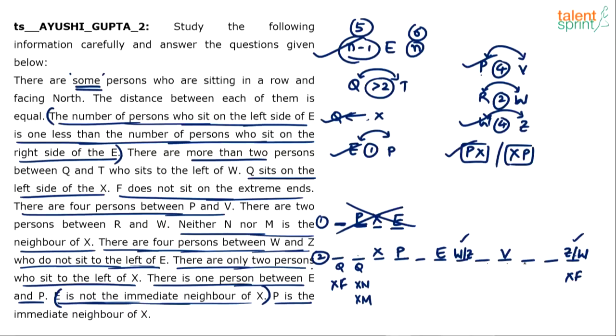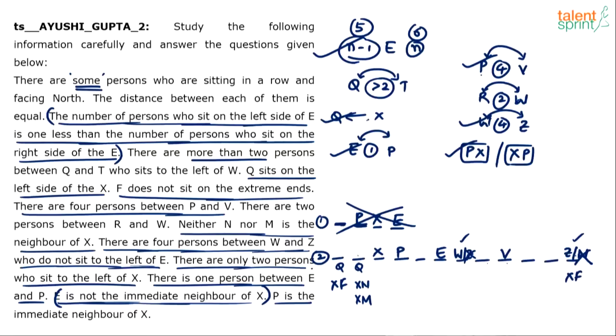So if W is here, 1, 2, and R has to come here, which is not possible because V has already taken this place, which means W cannot come here. So Z has to come here, and if Z comes here, W comes in the other position. You're getting it? W and then Z here. There are 4 persons between them.